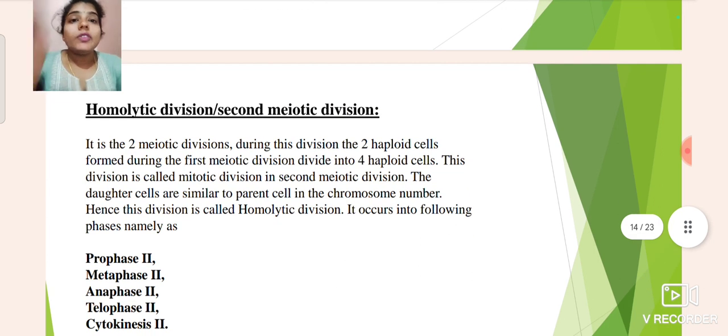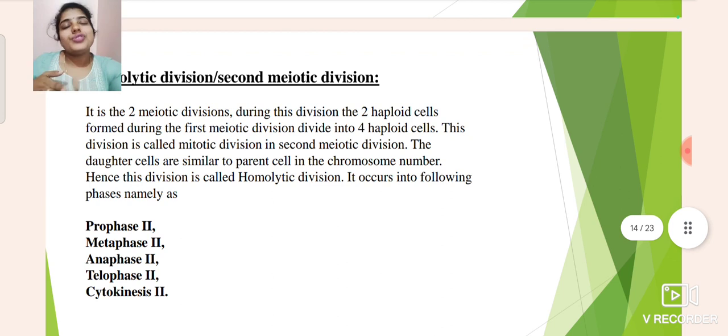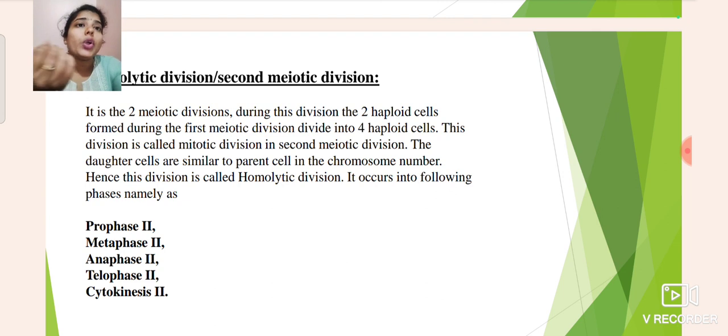Next we will move on to the homotypic division. Homotypic division is also called the second meiotic division, or it is also called the mitosis process. Homo means same; no changes occur. So in meiosis II, the homotypic division occurs, also called the second meiotic division. Here in the second meiotic division, there are no changes; it is the same as the mitosis process.